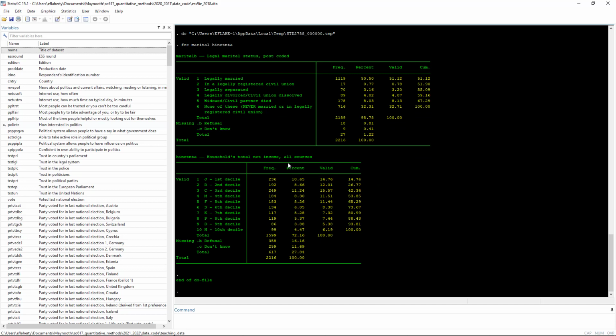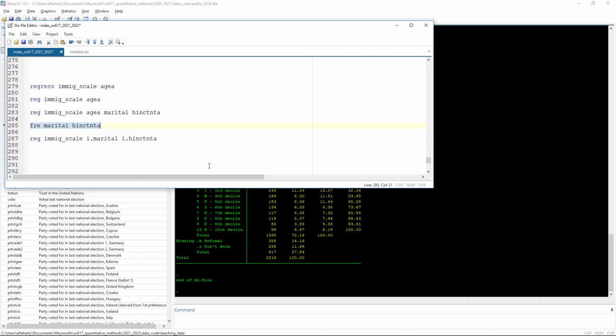Similarly for this one, household total income, because it's measured in this sort of ranked decile format here, we want to know what the effect of being in the second, the third, and the fourth, and so on, relative to the first is. So to do that, the proper specification for this command is to include the i. prefix: i.marital, i.hinc.